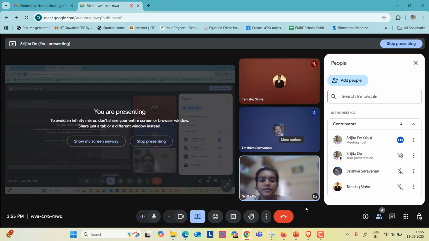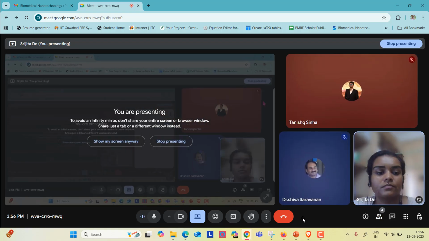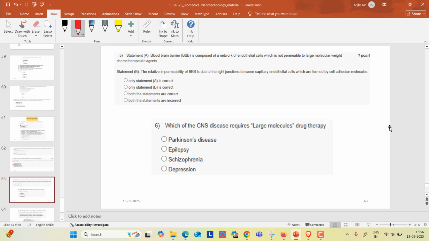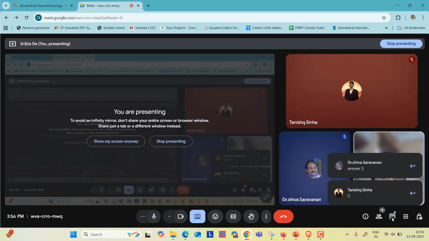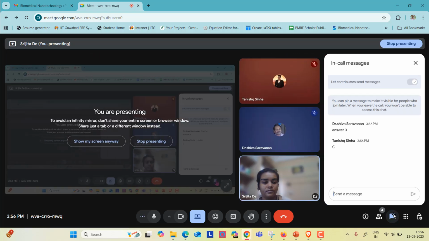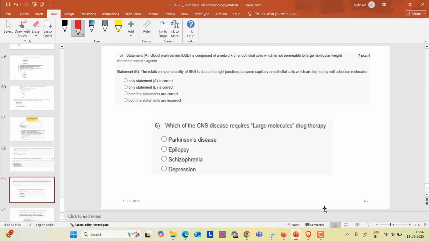Can anybody answer? BBB is composed of a network of endothelial cells which is not permeable to large molecular weight chemotherapeutic agents, and the relative impermeability of BBB is due to the tight junctions between capillary endothelial cells which are formed by cell adhesion molecules. Yes, both statements are correct.